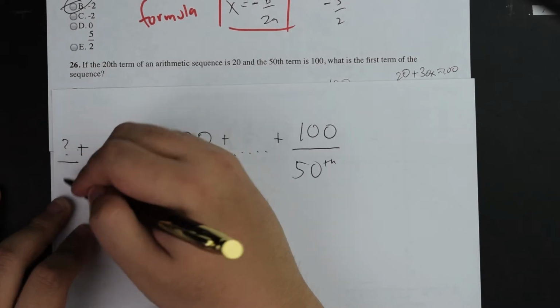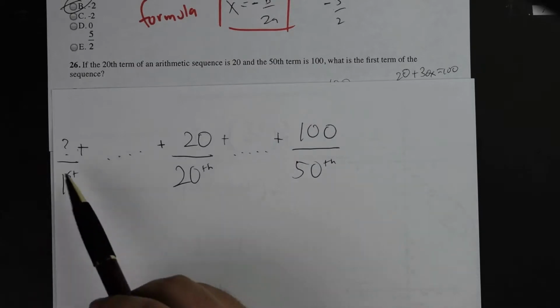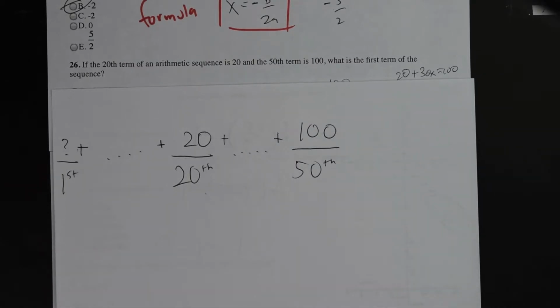Plus, and then there's a question mark on the first term, okay? And these are not fractions by any means, these are just placeholders, quote unquote, of the first term, 20th term, 50th term, and so on. They tell you it's an arithmetic sequence, and they're asking for the first term.